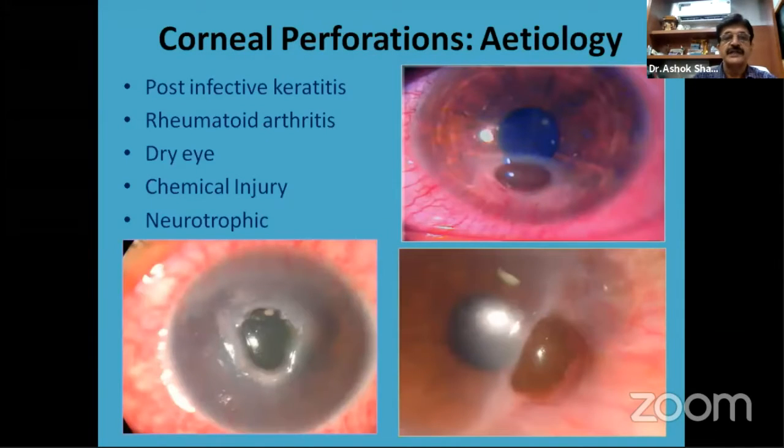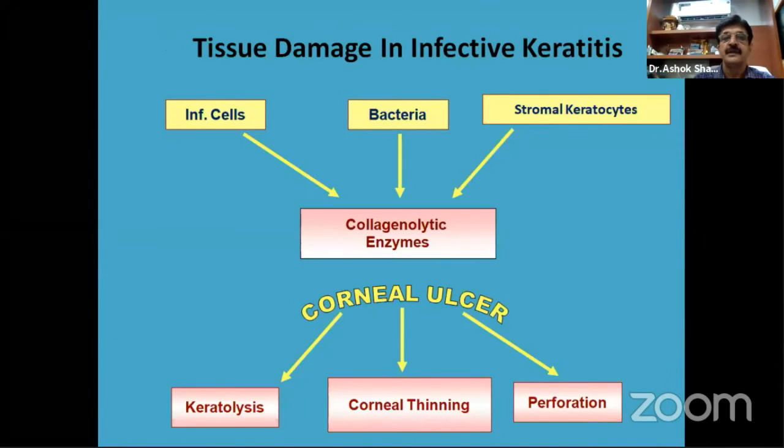If we look at the etiology, we can have corneal perforations following infective keratitis. They can also occur following autoimmune disorders and in dry eye patients. Patients having chemical injuries also develop these problems. Neurotrophic keratitis is again a major cause of corneal perforations.